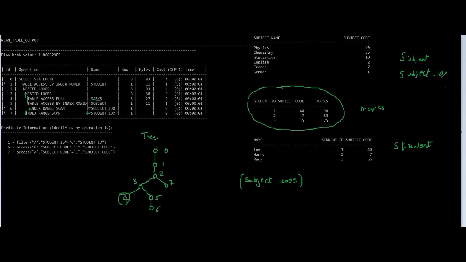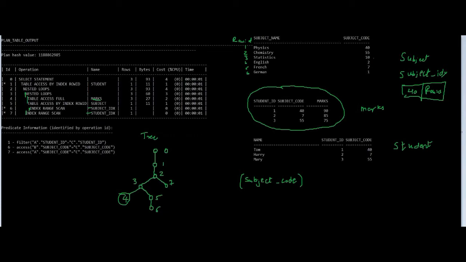So this subject IDX contains subject code, say 40 for example, and then it also contains the row ID of the row which contains this subject code. It means since this is a subject table, it also has an internal column called row ID, which has some numbers. So let me write it here: 1, 2, 3, 4, 5 and 6.